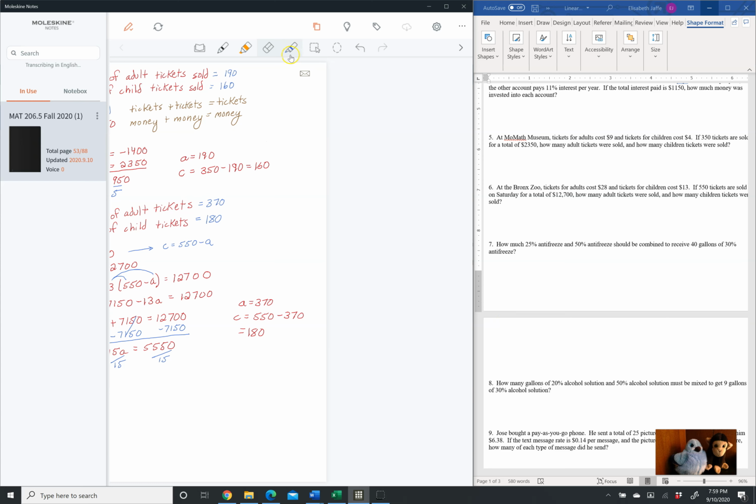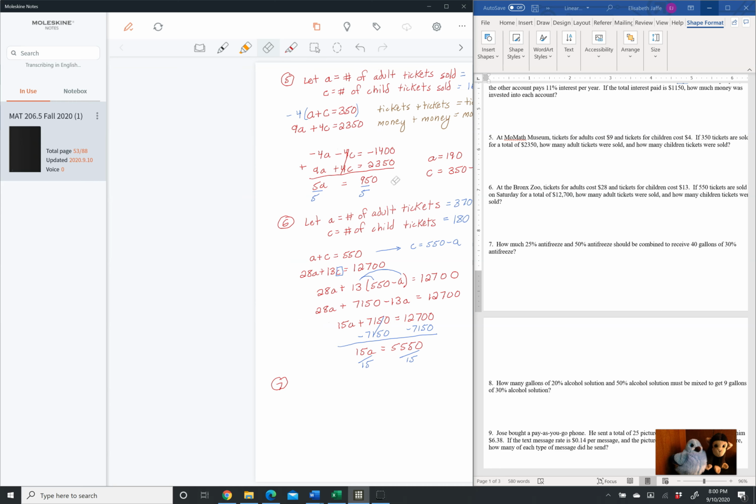Again, this is just like the others, very similar. It just has this one added piece that some people might get confused about. So I just want to go through it and show you it's really no different, okay? So this says, how many gallons of 20% alcohol solution and 50% alcohol solution must be mixed to get 9 gallons of 30% alcohol solution? Seems like it would be very hard. It's actually not.